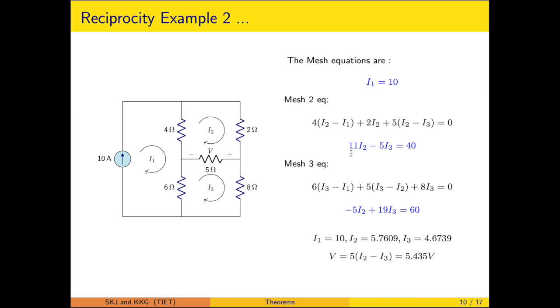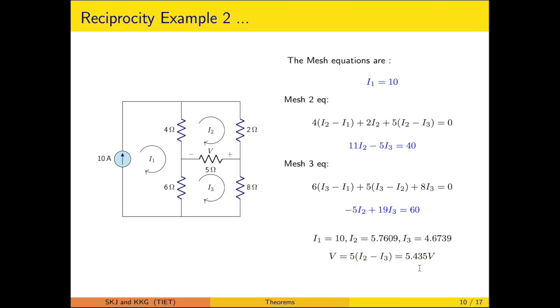This is the second mesh equation, and the third mesh equation. We are able to solve them and find the mesh currents, and the voltage direction is already marked. We have already studied the element current direction and the corresponding voltage. So the voltage polarity dictates that this has to be 5, which is the resistance value, multiplied by I2 minus I3, and that value comes out to be 5.435 volt.